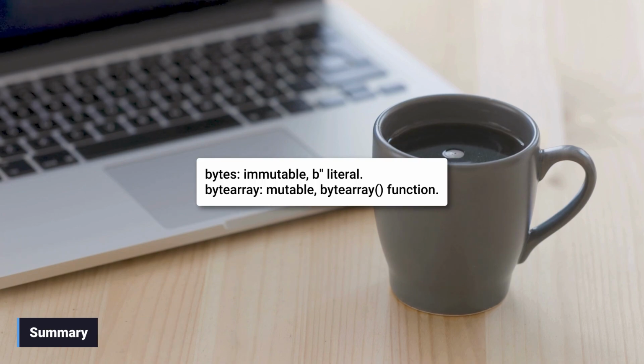To summarize, use bytes for fixed, binary data and bytearray when you need to modify the binary data in place, such as manipulating a buffer or receiving stream data.